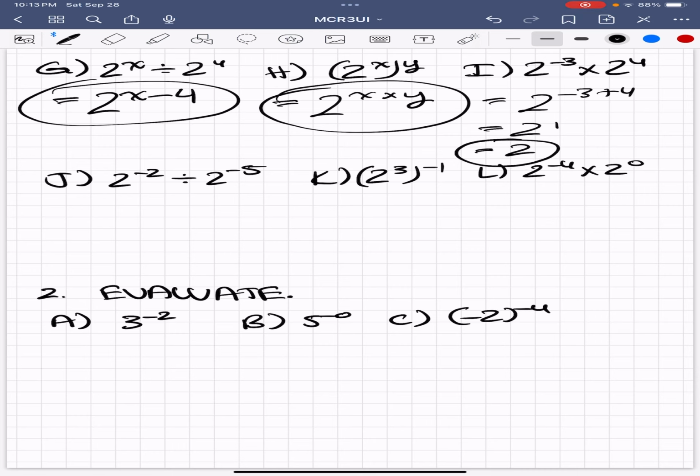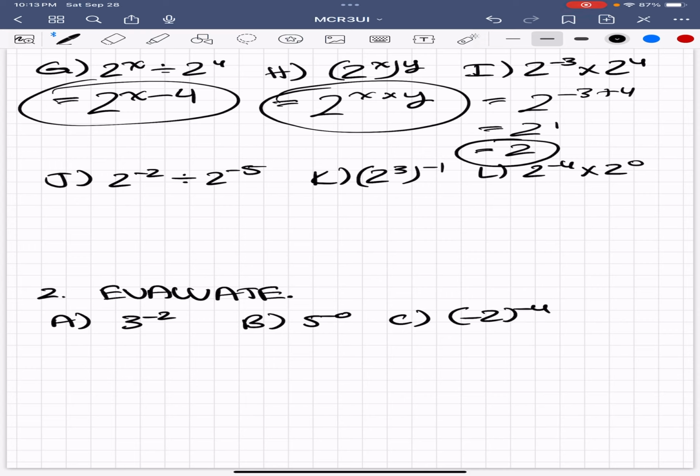Okay, so we have division there, so it's quotient of powers, 2 to the power of x minus 4, because there's division and we subtract the exponents when there's division. For h, we are going to use exponent law number 3, power of a power. We multiply the exponents together. We don't know what x or y is, but we know that they're multiplied together, so that's our final answer, 2 to the power of x multiplied by y.